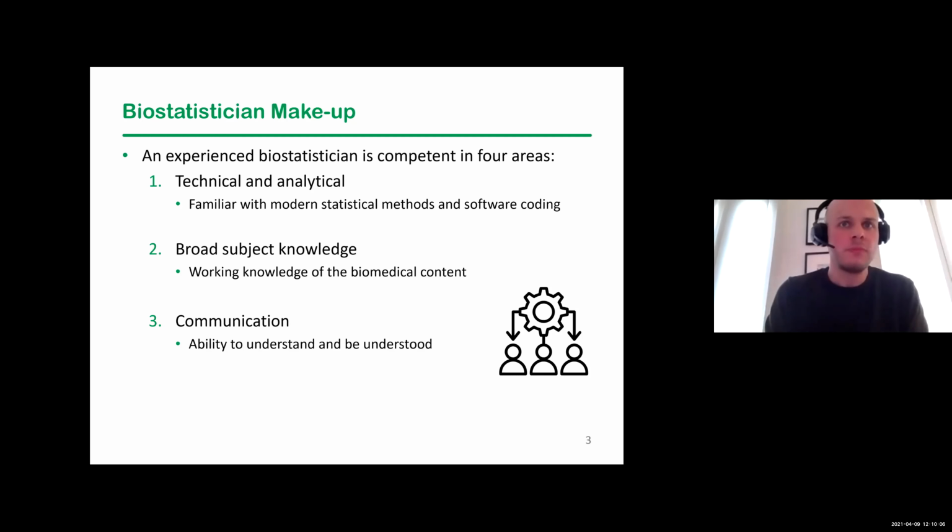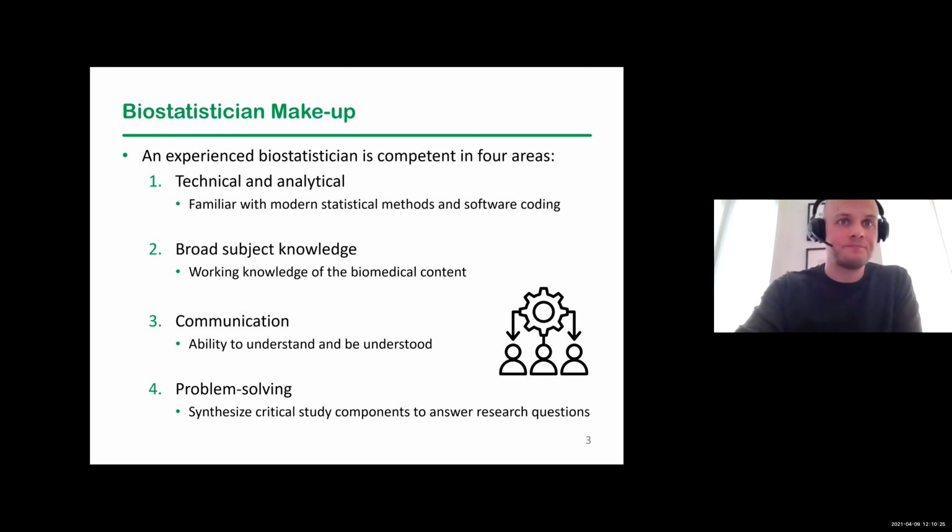The next one is communication. Hopefully we are good communicators and that we have an ability to understand what you are asking of us and that you can understand what we are asking of you, and that we can work collaboratively to work out the best answers or the best solutions to your research problems and questions.